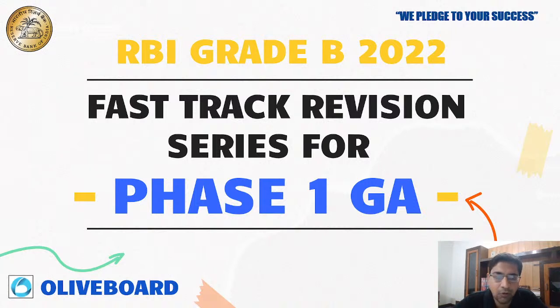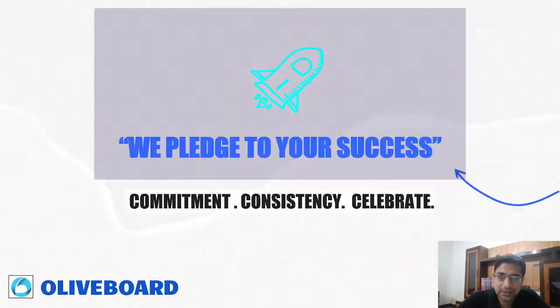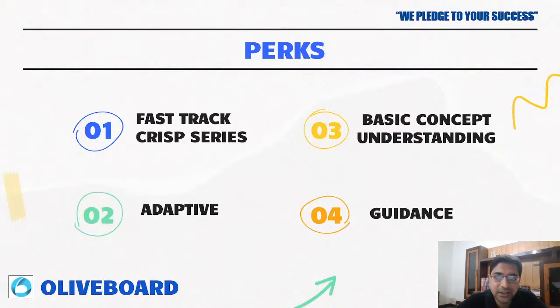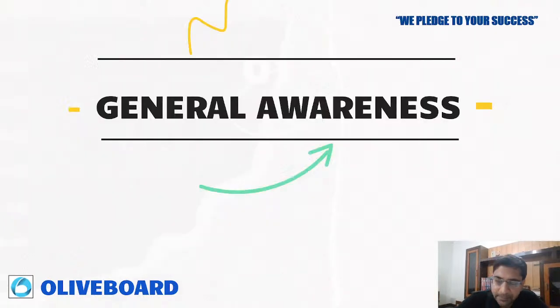It is only available on Oliveboard, and we will be helping you find out, during your preparation and revision, where you should actually focus. So guys, we are pledging for your success. We are committing, we are providing you with corporate consistency, and later on we will celebrate all the things. What you will get here is a fast track crisp series, basic concept understanding, adaptiveness, and guidance. Everything you will get over here.